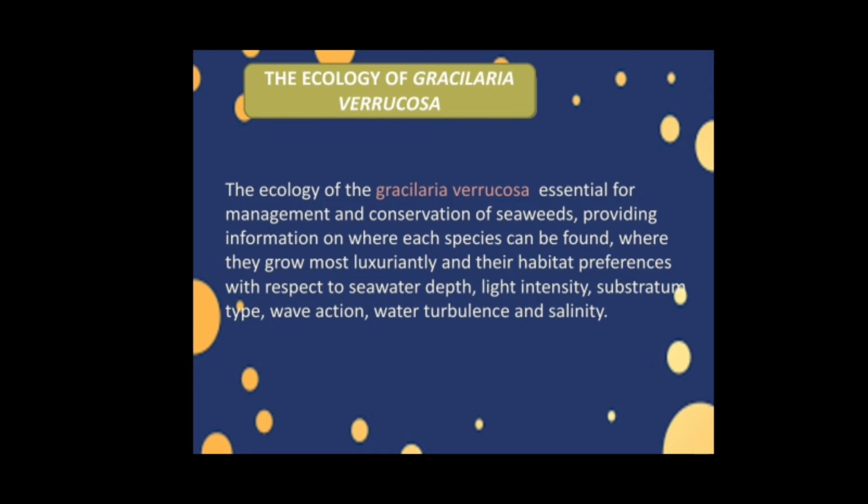Ecology of the Gracilaria verrucosa is essential for management and conservation of seaweeds, providing information on where each species can be found, where they grow most luxuriantly, and their habitat preferences with respect to seawater depth, light intensity, substratum type, wave action, water turbulence, and salinity. So seaweeds serve important ecological roles, such as primary production and the storage and cycling of nutrients. They also provide habitats that support enhanced secondary production.